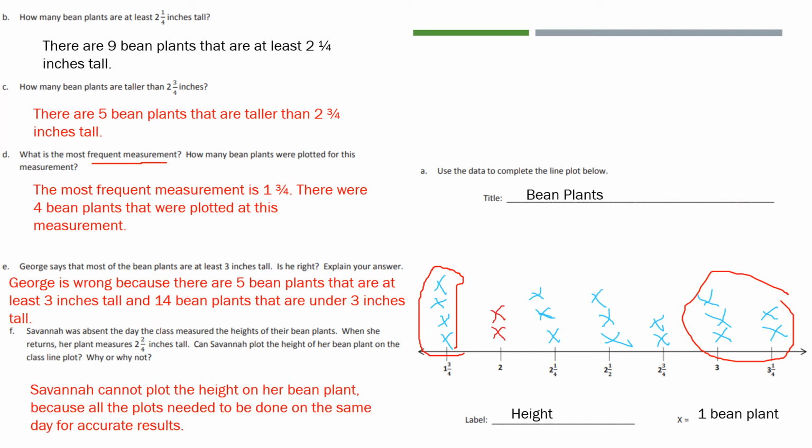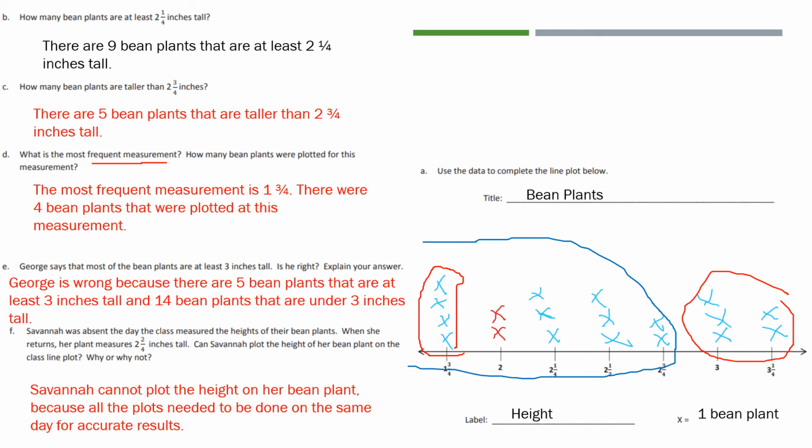So now this next question, E. George says that most of the bean plants are at least 3 inches tall. Is he right? We said George is wrong because there are 5 bean plants that are at least 3 inches tall and 14 bean plants that are under 3 inches tall. Because what I did was I added up the rest of these. So if you count all of these, there's definitely a lot more than 3 inches tall or bigger than 3 inches.